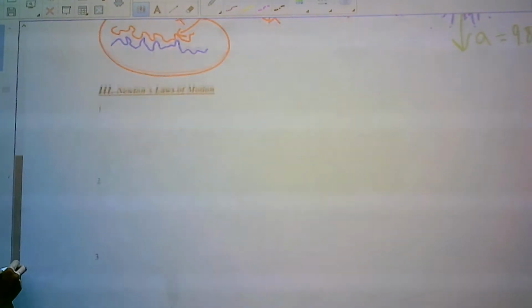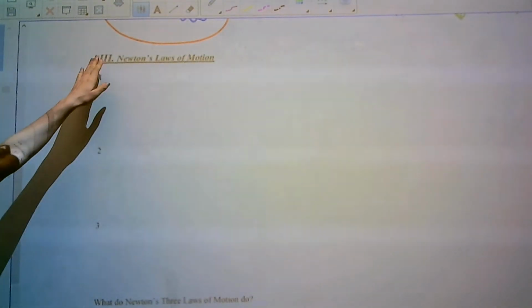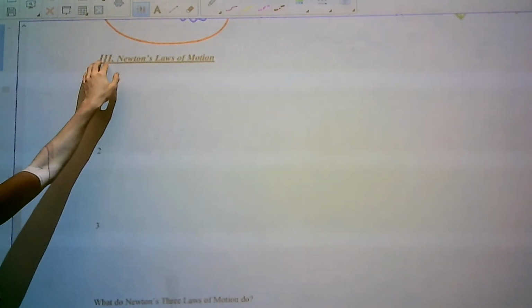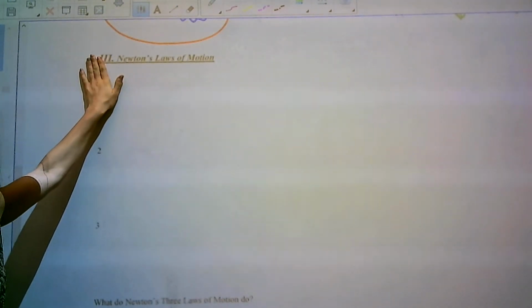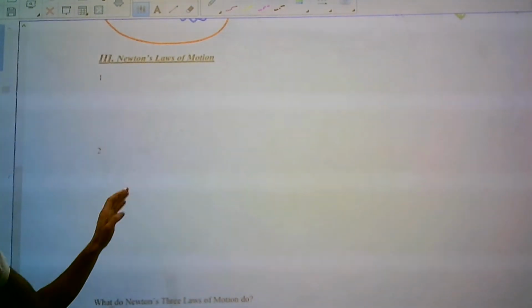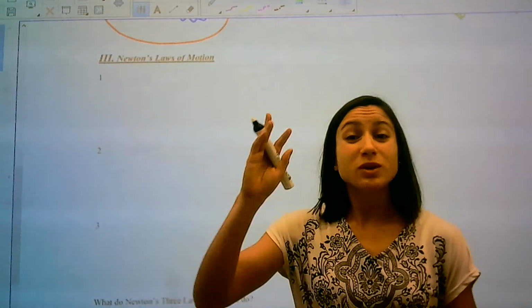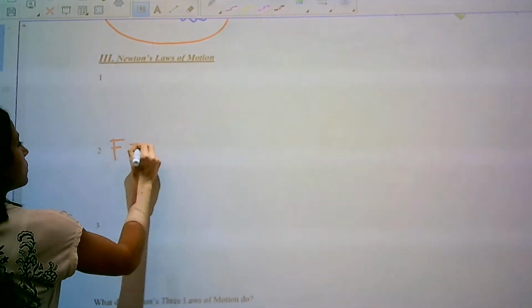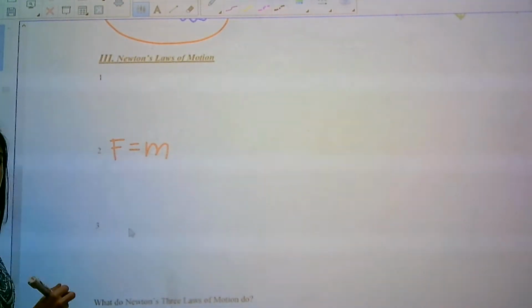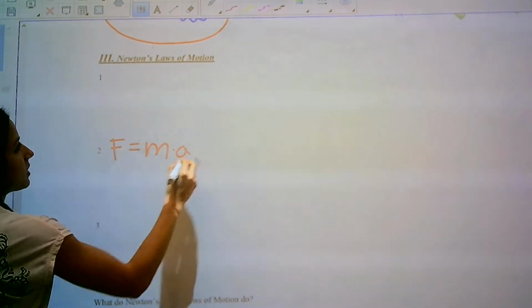Back to page 56. This is the third bullet point on this page, Newton's laws of motion. Newton's second law is a mathematical law, and it states what we literally just derived: that force is equal to the mass of an object times its acceleration.